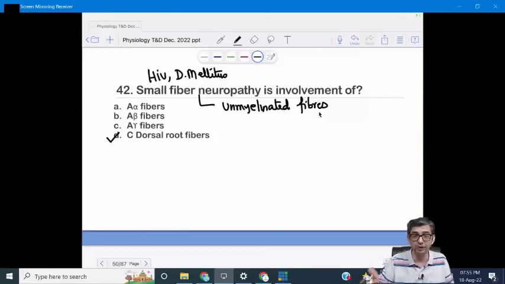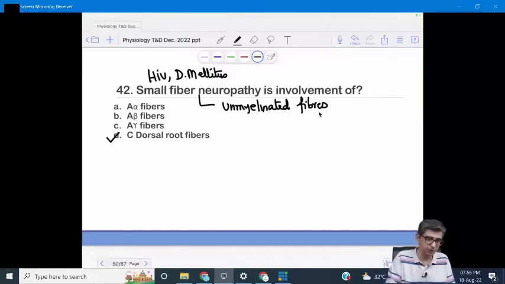I mean, if it was demyelination, then we would have answered it primarily as myelinated fibers, and then the B complex group of vitamins would have worked. But here it is unmyelinated, so that is why it is dorsal root fibers. I deliberately did not include the controversy, Malcolm.